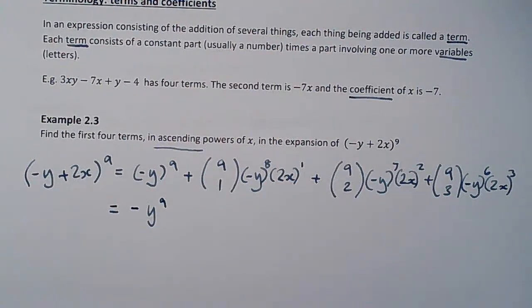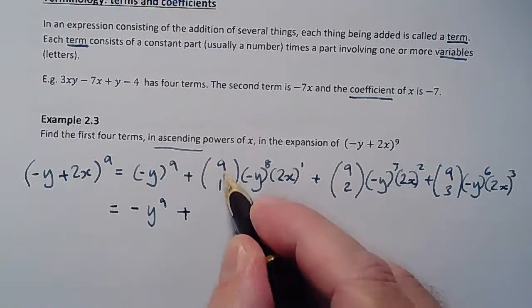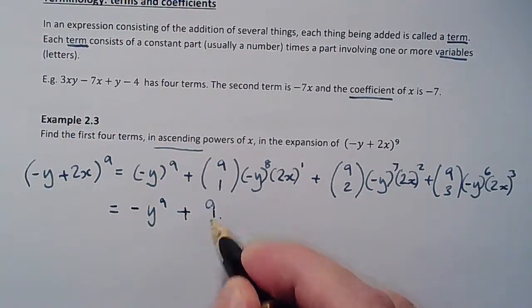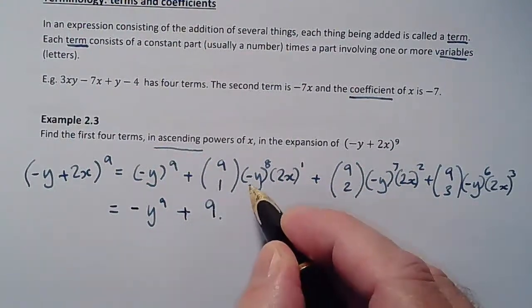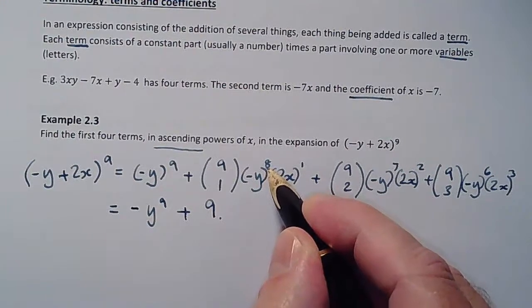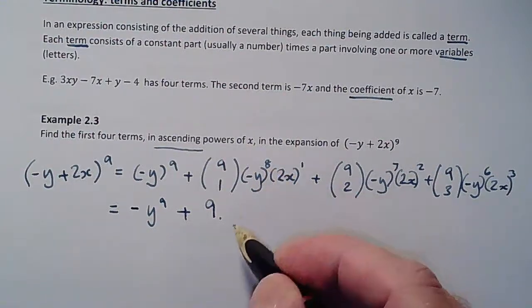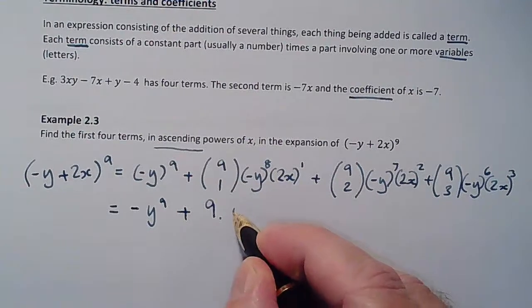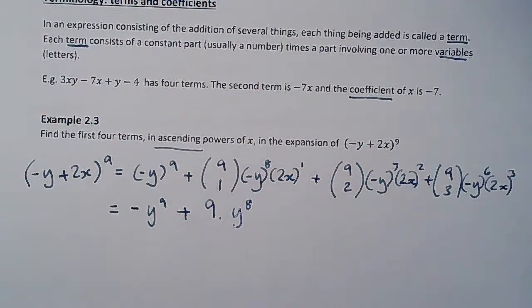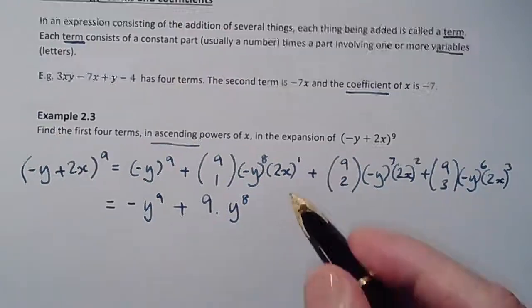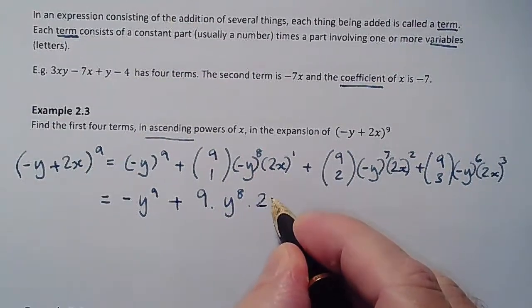Whereas in the second term, 9 choose 1, your calculator will tell you is 9, dot means times. And then the minus y to the power of 8, 8 is an even power, so I've got an even power of a negative number, so that's going to be just y to the power of 8, because minus 1 times itself 8 times over comes back to equaling plus 1, because 8 is even. And 2x to the power of 1 is just 2x.